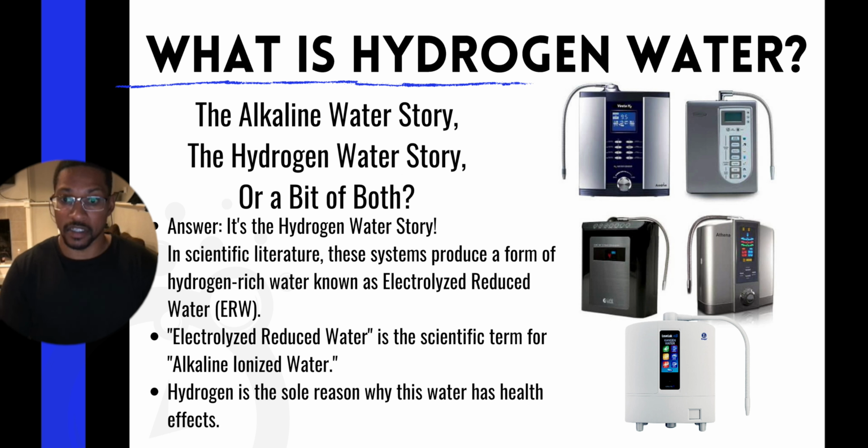But in the scientific literature, these systems produce a form of hydrogen-rich water called electrolyzed reduced water. Basically, what's happening is they're using electricity to reduce acid, or hydrogen ions, protons, right? To reduce acid and convert it into hydrogen gas. So electrolyzed reduced water is a scientific term for alkaline ionized water.